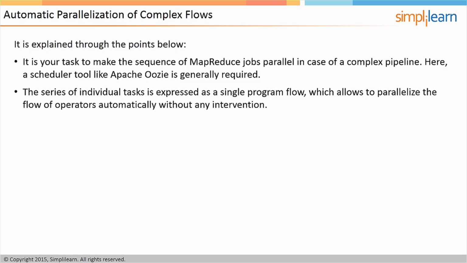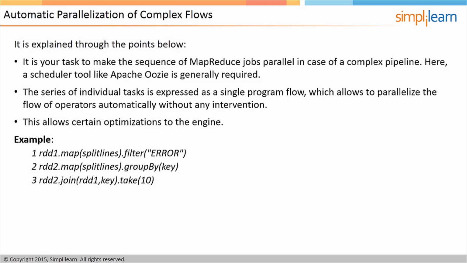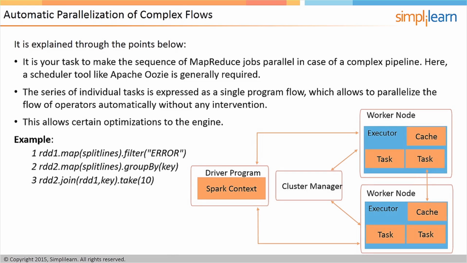To give a whole picture of the execution graph to the system, this flow is lazily evaluated. Using this approach, the core scheduler can map the dependencies lying between various application stages correctly. This allows parallelizing the operator flow automatically without any intervention. With this capability, you can also achieve a few optimizations to the engine with less burden. An example of such a job is given on the screen. The screen also shows how this parallelization works through the given diagram.